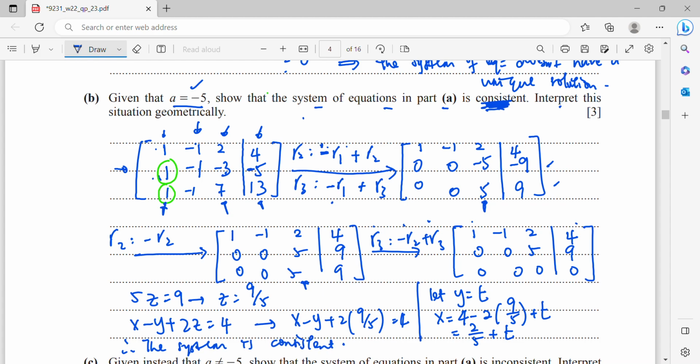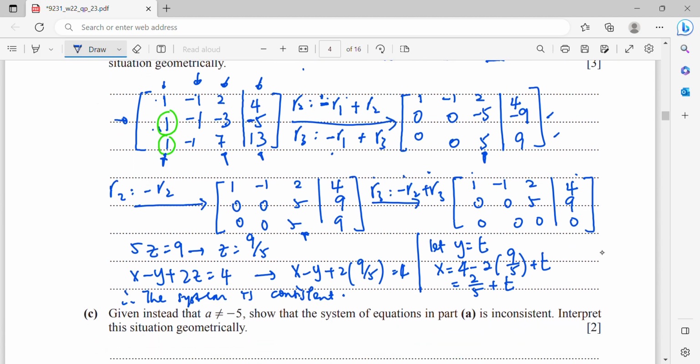Okay, so this is how we show it. Now, interpret this situation geometrically. So how do we interpret? Now you should notice that there will be infinite solutions because of the y and x in terms of t.